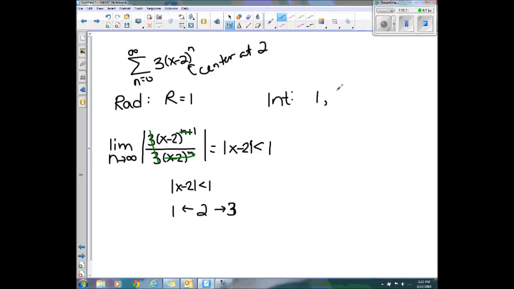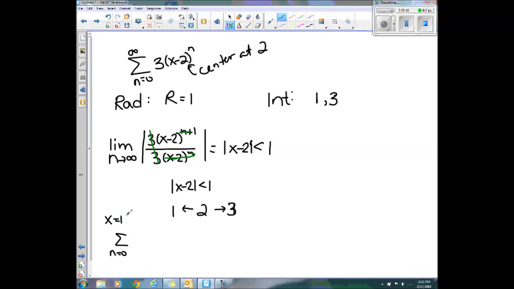I know my interval of convergence is going to be between 1 and 3, and on this open interval it will converge. But what I need to figure out is whether or not it actually converges when x equals 1, and whether or not it converges when x equals 3. So I check one at a time on my endpoints.